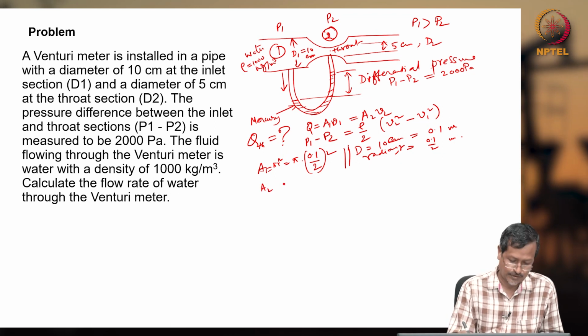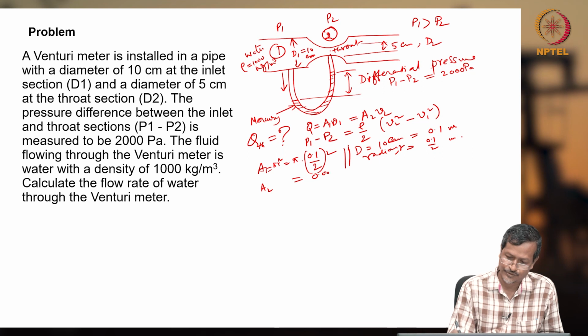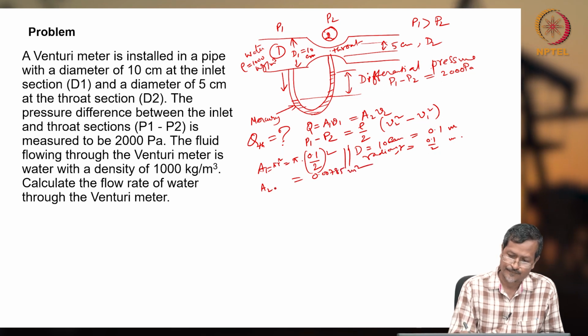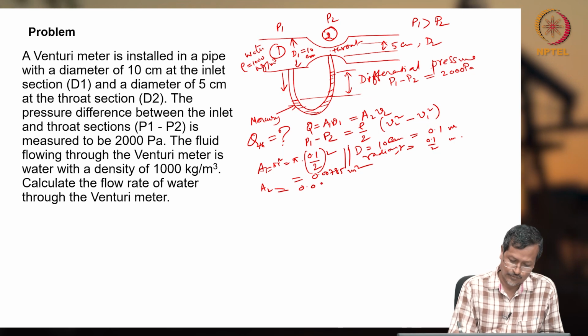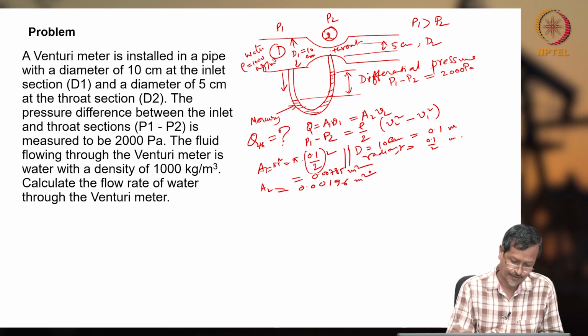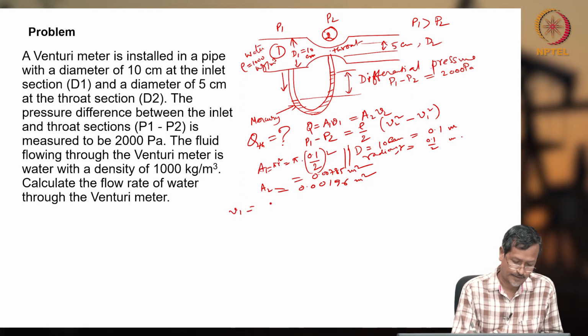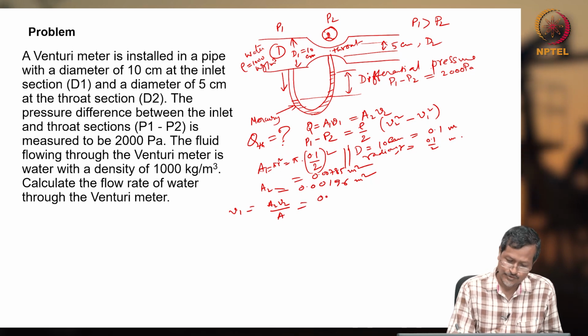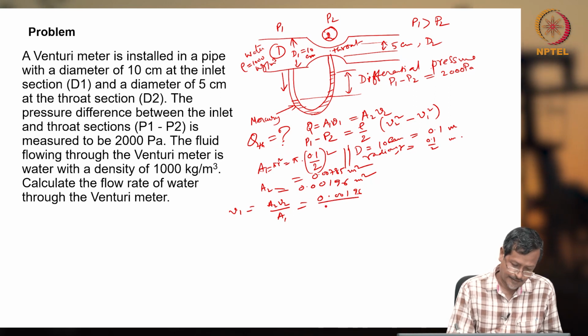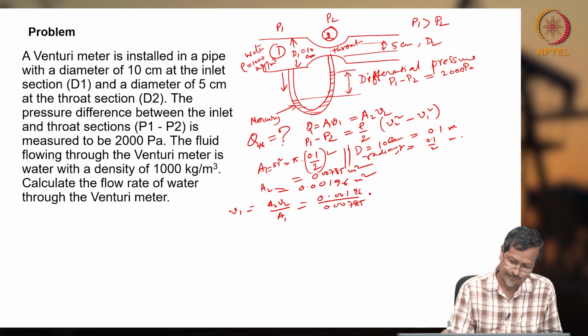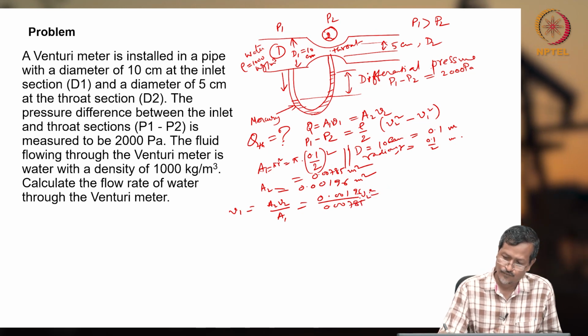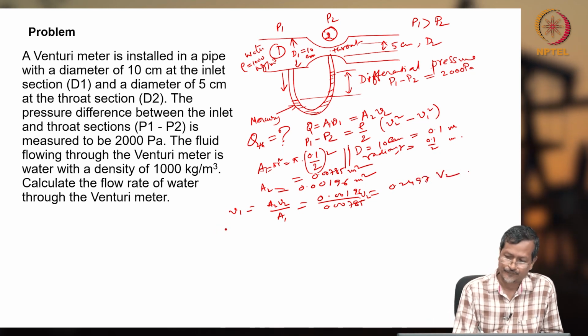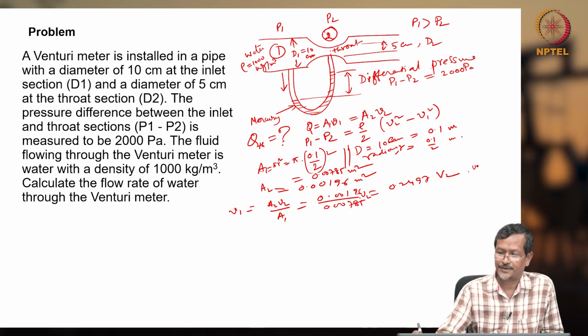A2 also, then from here we get A1 = 0.00785 meter square. A2 we get 0.00196 meter square. So V1 coming from A2 V2 by A1 equals 0.00196 divided by 0.00785. So it is giving V1 equals 0.2497 V2. Okay, so unit will be same, meter per second.